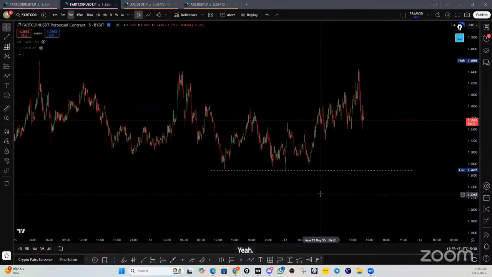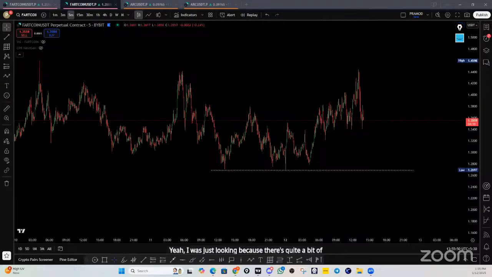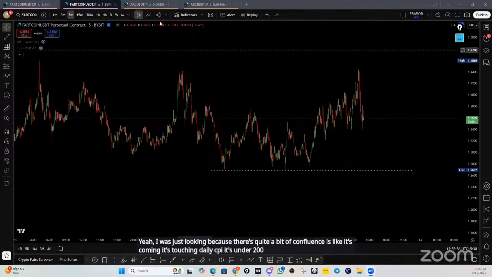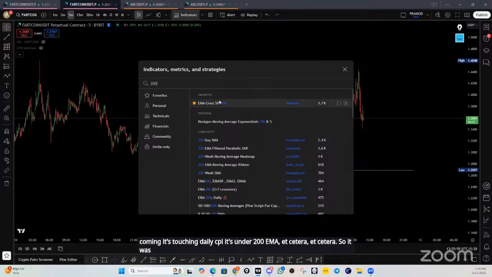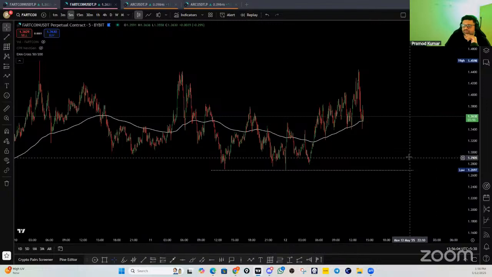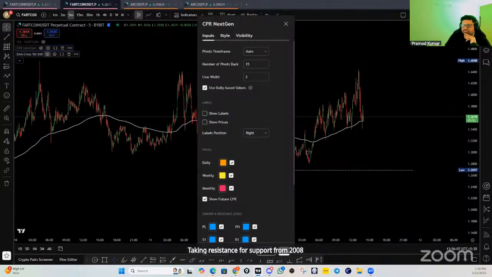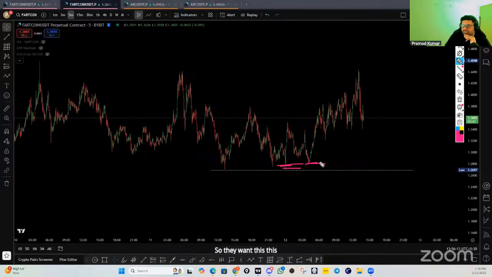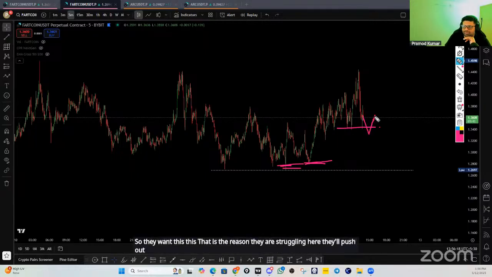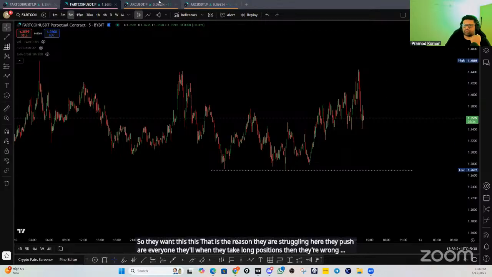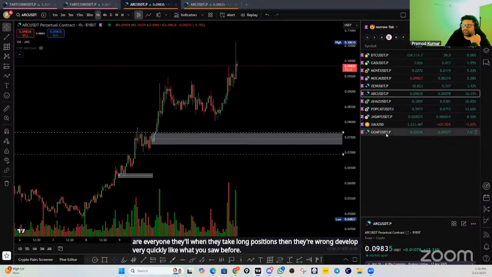I was just looking because there's quite a bit of confluence. It's touching the daily CPR, it's on the 200 EMA, etcetera. So it was looking quite nice, but I understand what you're saying. Makes sense. Taking resistance for a support from the 200 EMA. But this is what I can see, sir. So they want this liquidity, sir. That is the reason they are struggling here. They'll push hard, and when everyone takes long positions, then they'll drop. They'll drop very quick, sir. Usually, like what you saw on the board, they drop in this way.